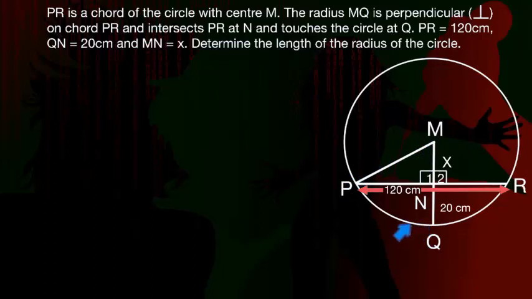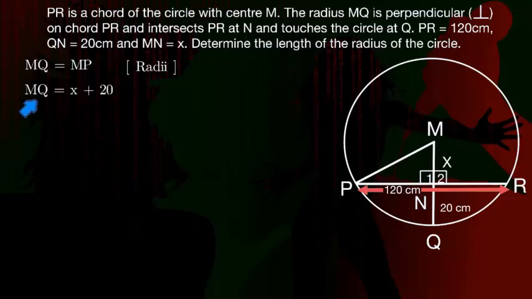Now we just quickly want to write that down because we want to show that we have identified our radii. So MQ is equal to MP and we write that both are radii. Now we are going to write this MQ in terms of X. That's quite easy because that part is X and this part is 20. So the entire radius is X plus 20. So let's write that down. MQ is equal to X plus 20.